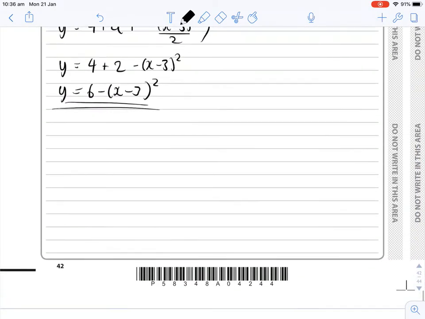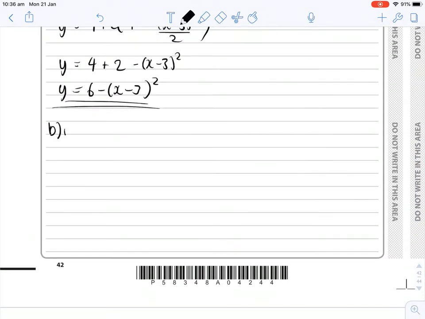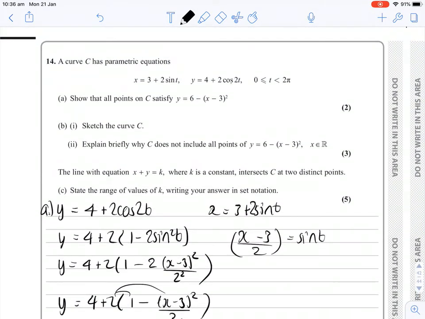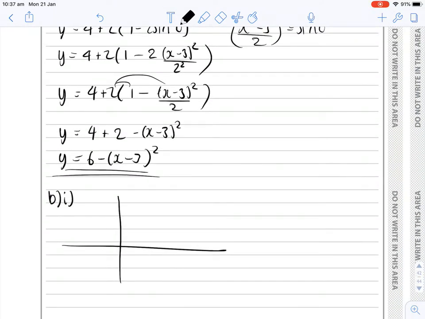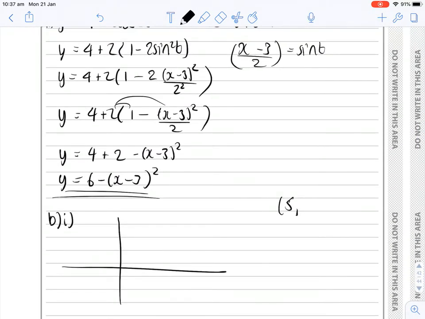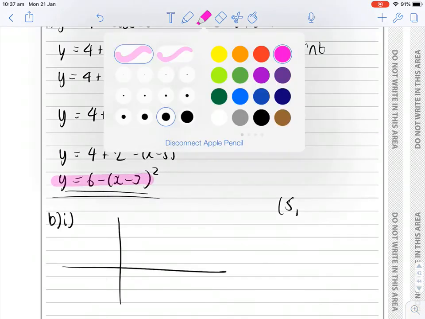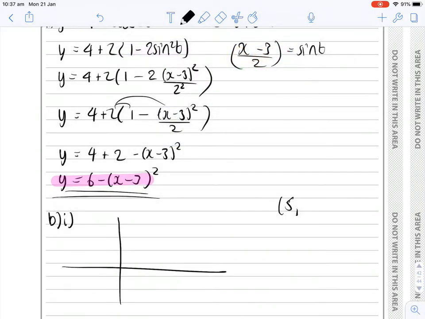Part B, sketch the curve C. It's a little bit trickier than it looks for this one, so if we sketch out a set of axes. Now what we can say is that we're going to have a maximum value of x and a minimum value of x. So our maximum value of x is going to be when sine t is equal to 1, and so that's going to give us an x value of 5. And so when x is 5, we've got 5 minus 3 is 2, 2 squared is 4, and 6 minus 4 is 2.